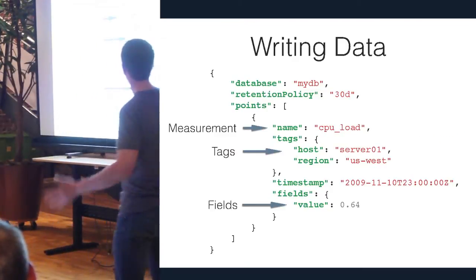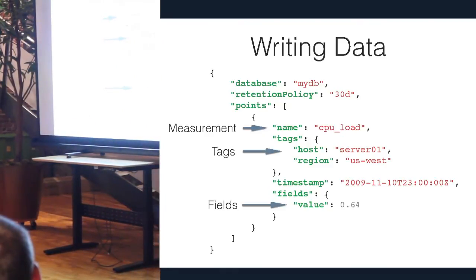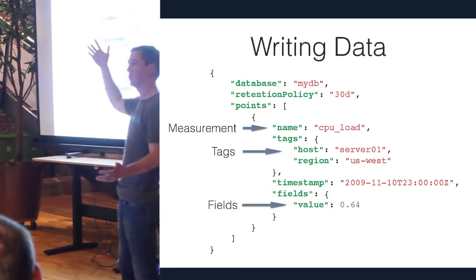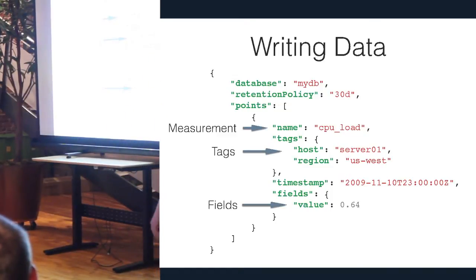The post that you do looks kind of like this. You have an object. You specify a database. You specify a retention policy that you're writing into. In our case, 30D means we create a retention policy where we keep the data around for 30 days. And then you have the data points.